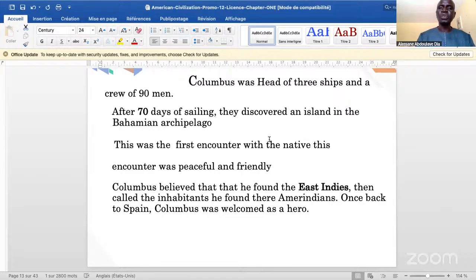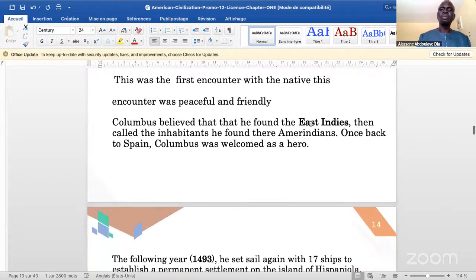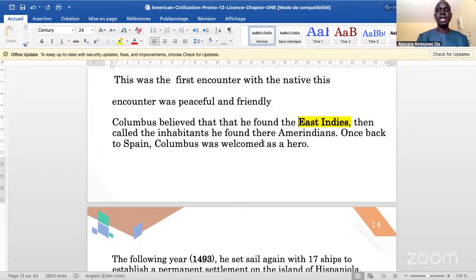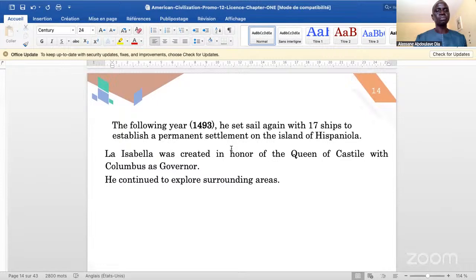So this was his first encounter with a native. So this encounter was peaceful and friendly when they came. So Columbus believes that he found the West Indies. I repeat again, Columbus still believed he found the West Indies. The West Indies are in Asia. Then he called the inhabitants there the Amerindians. There is a problem. So once back to Spain, Christopher Columbus was welcomed as a hero. All right? They said he discovered.